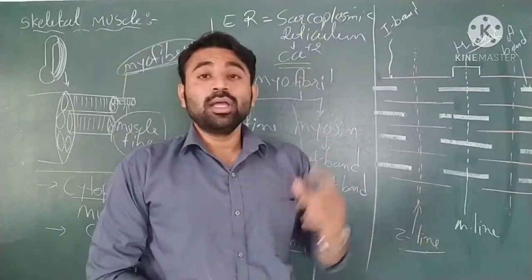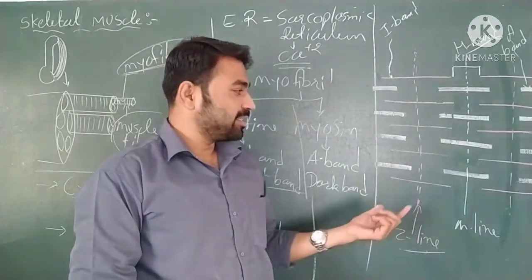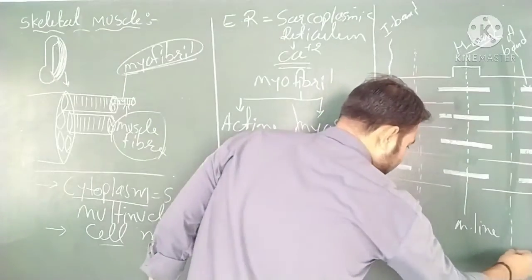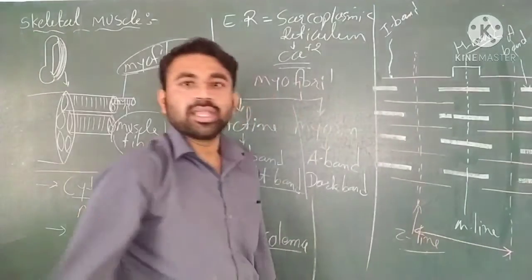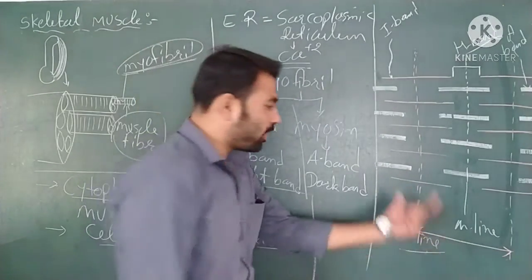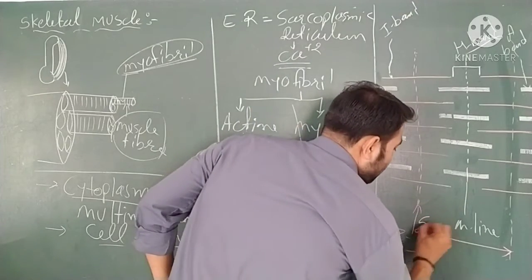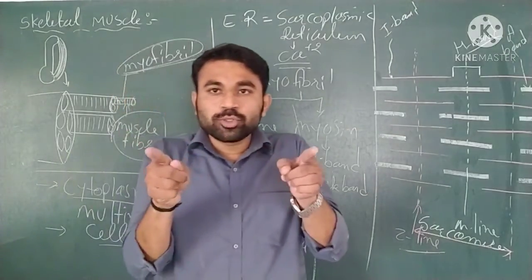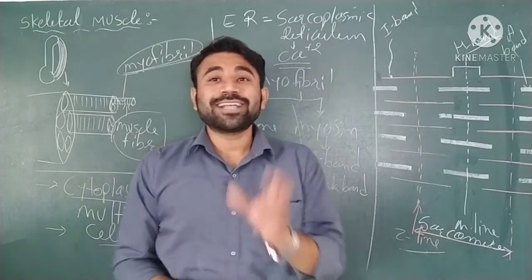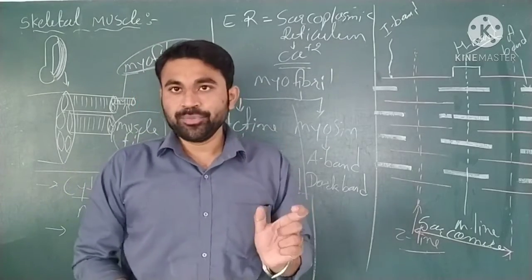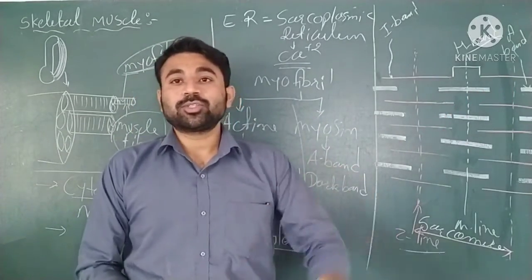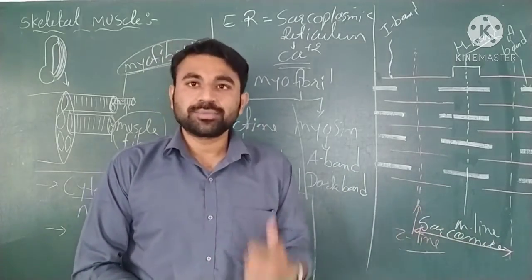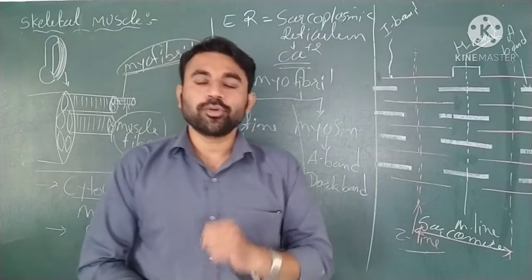So now the second thing is the space, or you can say the distance between two Z lines. Okay, this is the distance between two Z lines. Now the distance between two Z lines is known as sarcomere. Sarcomere is the unit of muscle cell. Because muscle cell is long and multinucleated, there is no division. That's why it is known as the unit of muscle cells. So sarcomere is a single unit of muscle cell.